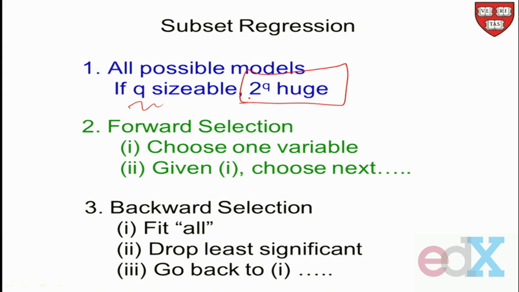Then there's also what is called the backward selection. What you do is you fit all the variables in one shot, you just fit them all, and then kick them out.